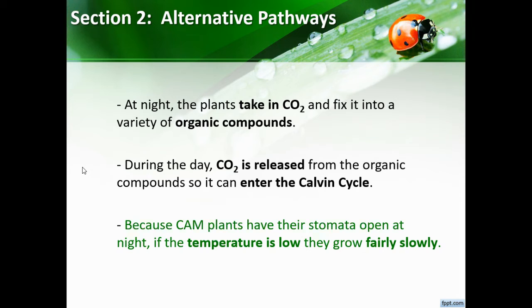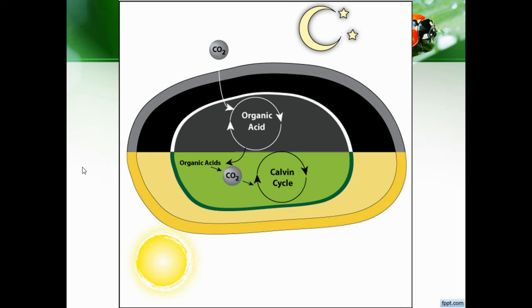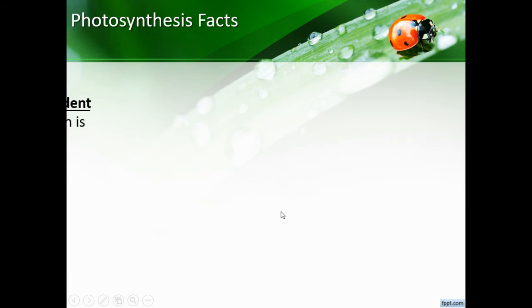And because CAM plants have their stomata open at night, if the temperature is low, they grow fairly slowly. That's in comparison to plants that have their stomata open during the day. Plants like warm weather, and that's what helps them to grow. So if the temperature is low, they're dangerously close to going into a dormancy period. So at night, they have their gas exchange going on. During the day, they're going through the Calvin cycle.